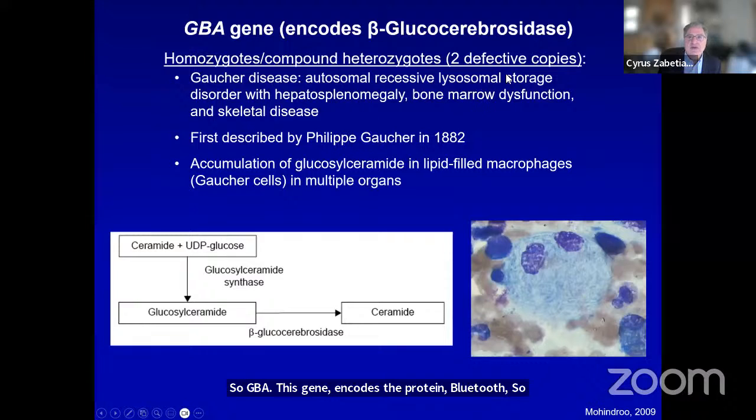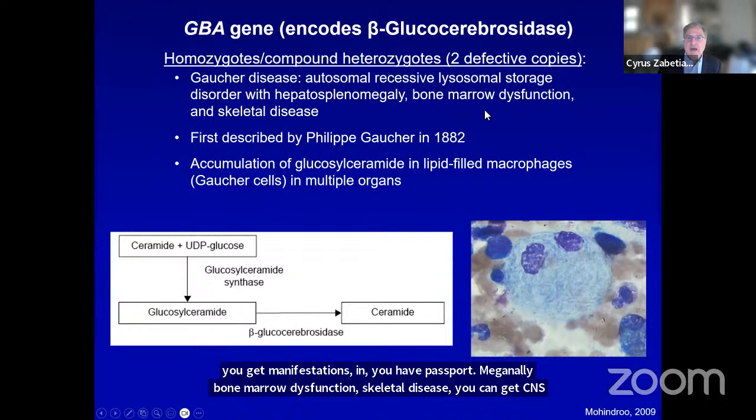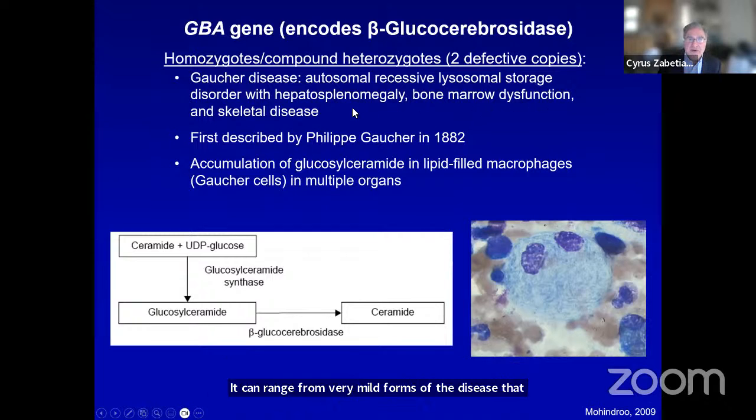So if you have 2 defective copies of this gene, you develop Gaucher disease, which is an autosomal recessive lysosomal storage disorder, where you get manifestations like hepatosplenomegaly, bone marrow dysfunction, skeletal disease. You can get CNS involvement. It can range from very mild forms of the disease that only become apparent in adulthood or even late adulthood, to forms where it affects children or even the fetus in utero and can be very severe. It was reported over 100 years ago.